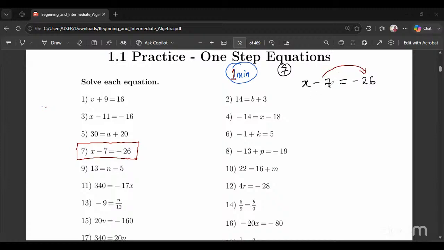Remember, what's the additive inverse of -7? That is +7. So we're going to add 7 to both sides of this equation. When you do that, -7 will cancel with positive 7. So -7 plus 7 is 0. On the left-hand side we just have x. And on the right-hand side we have negative 26 plus 7. So what would that be? I'm still checking the comment section. No answer yet in the comment section for question 7.